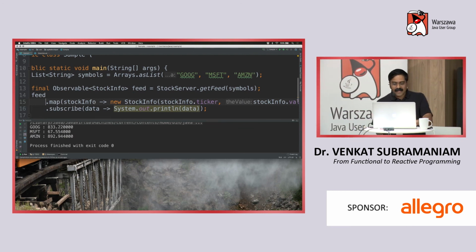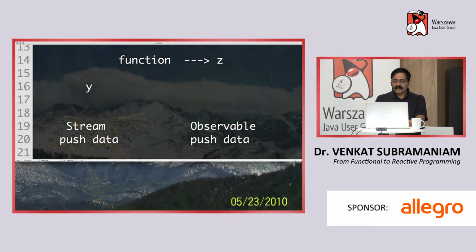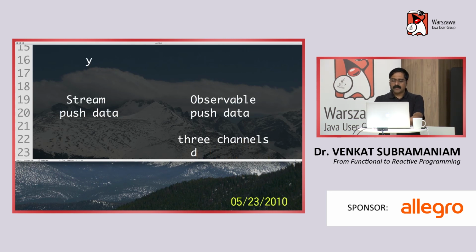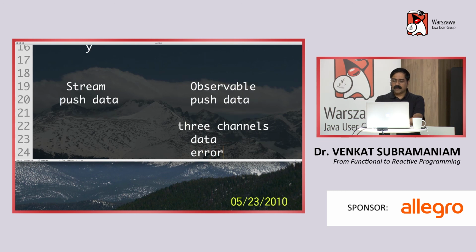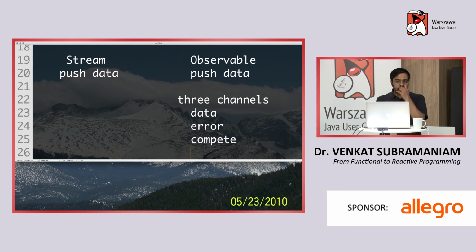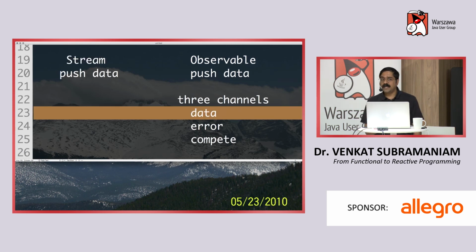Well, that's exactly where the difference comes in. So in the case of observables, we have 3 channels. So what are the 3 channels? The 3 channels are data channel, then you have an error channel, and then finally you have a complete channel. So this is where observable begins to depart from Java 8 streams in that it is really baked with a really good way to deal with errors. So you have a data channel, an error channel, and a complete channel.